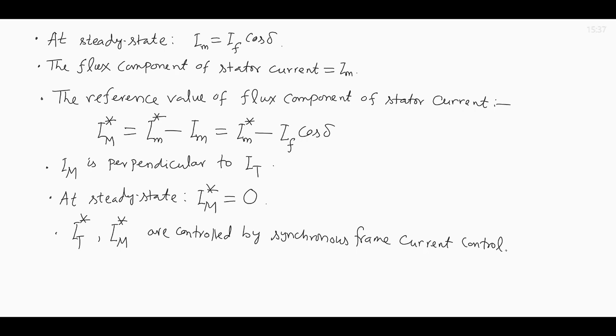So, first these are the command values IT star and Im star, the reference values of the torque component and the injected magnetizing current. These are compared with the respective feedback signals generated by the synthesis lobe, and these errors are processed through a PI controller to generate VT star and VM star.